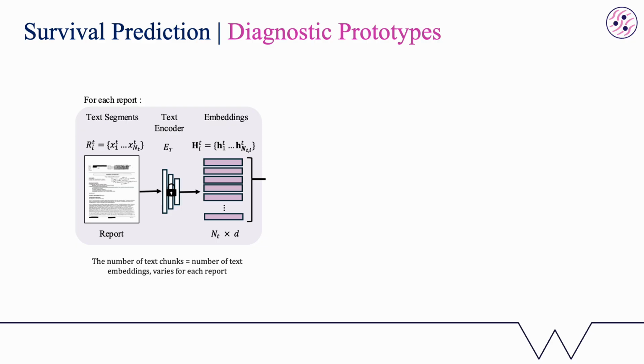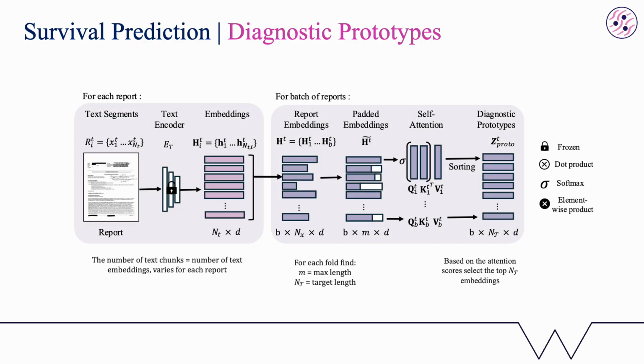Given a single pathology report, we split the text of the report into text segments to create feature embeddings of the report. Given a batch of variable length pathology reports and consequently variable length report embeddings, we pad them to the length of the longest report in the batch. We aim to standardize the report representations while preserving the most relevant information.